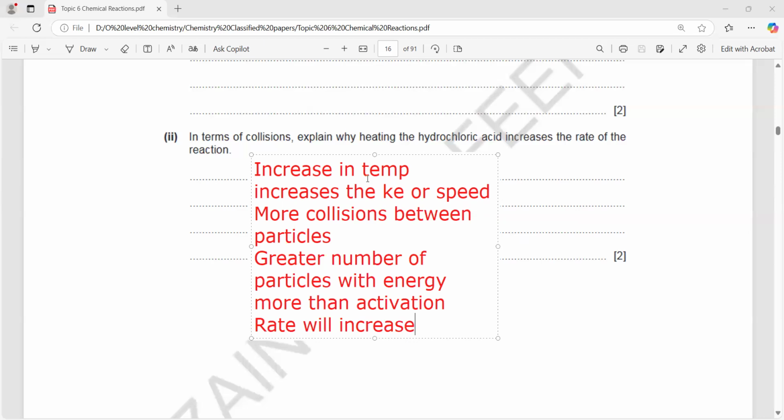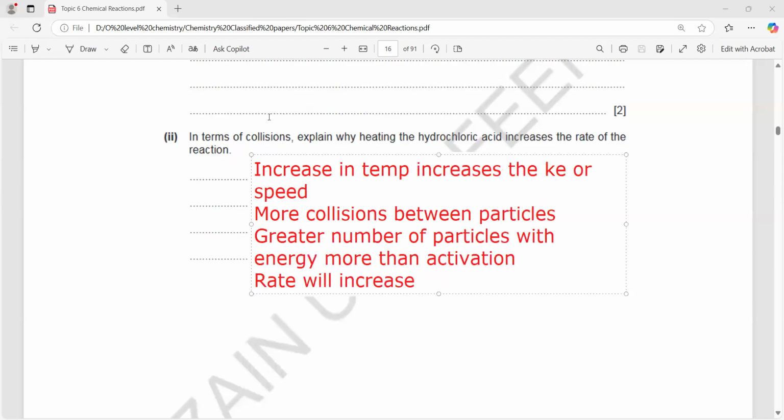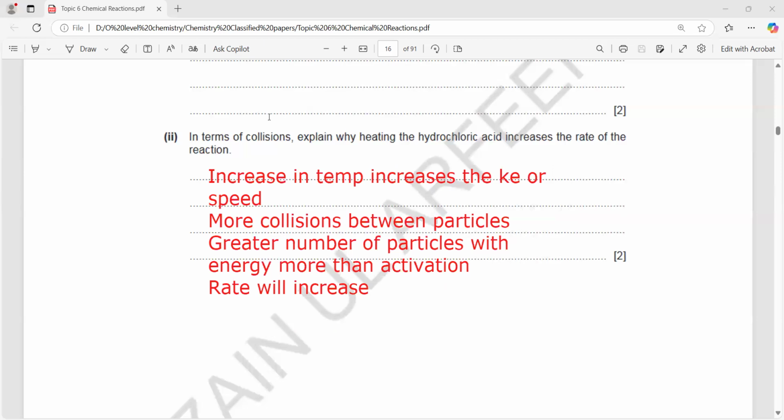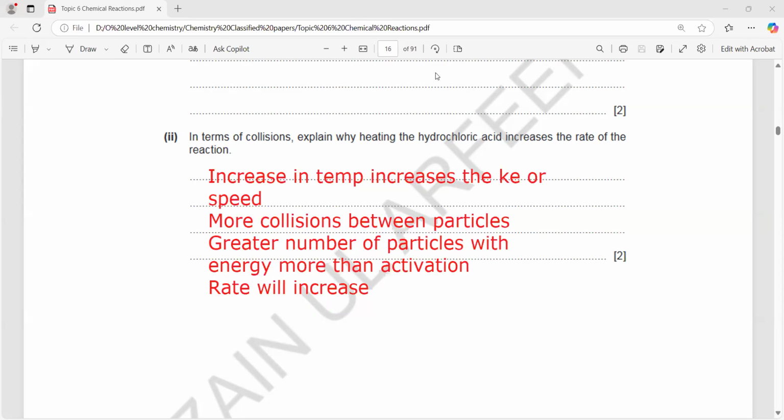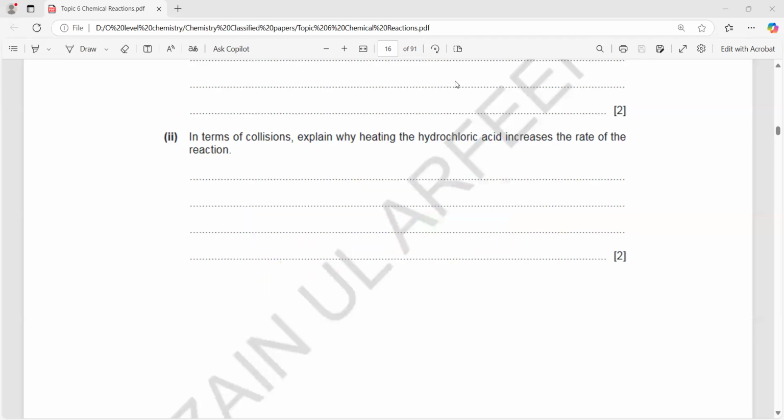Whenever this is a structured answer, try to learn this. Don't lose the marks for such questions in which the questions are repeated. So try to learn these answers, try to learn the structure of the answer. Increase in temperature increases the kinetic energy or speed, so the collision frequency increases. A greater number of particles with energy more than activation energy, so the rate will also increase. You will find the same question for 3 marks, and for 4 marks as well.